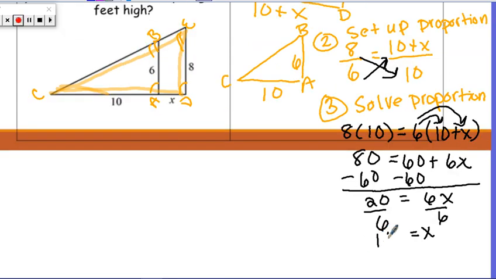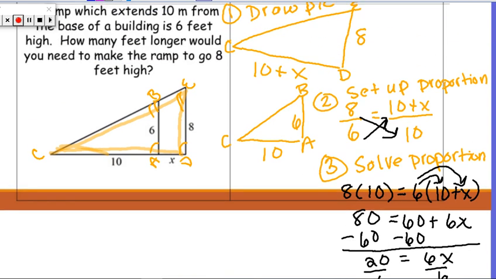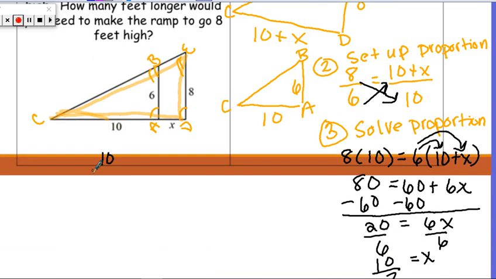So you need 10 over 3 of whatever units to make this, so about 3.33 feet more to reach up to the 8-foot part. So that is your answer to this question.